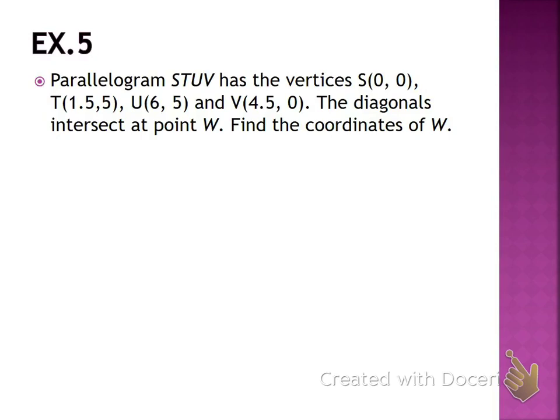Parallelogram STUV has the vertices 0, 0, 1.5, 5, 6, 5, 4.5, 0. The diagonals intersect at point W. Find the coordinates of point W. Graph paper might be a little helpful for this, but I don't think it's entirely necessary. We could just draw out a parallelogram. It's probably not going to be drawn to scale, and that's fine. It's probably close enough.